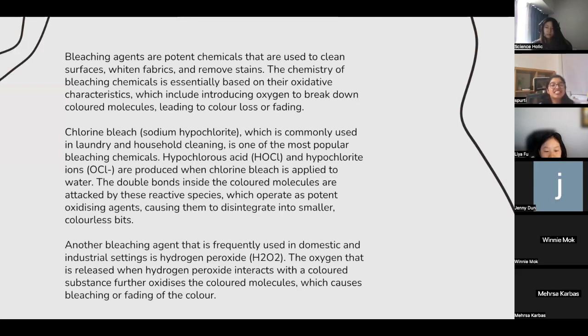Another bleaching agent that is frequently used in domestic and industrial settings is hydrogen peroxide. The oxygen that is released when hydrogen peroxide interacts with a colored substance further oxidizes the colored molecules, which causes bleaching or fading of the color.